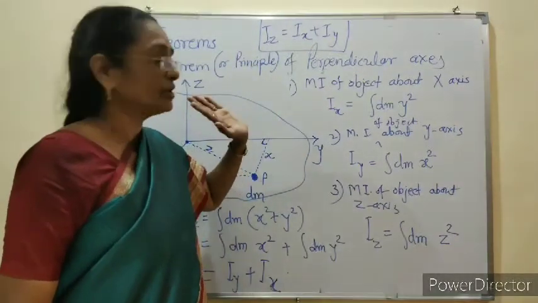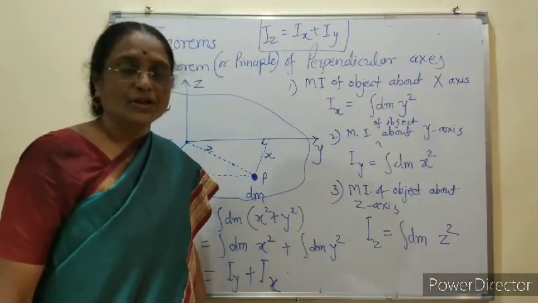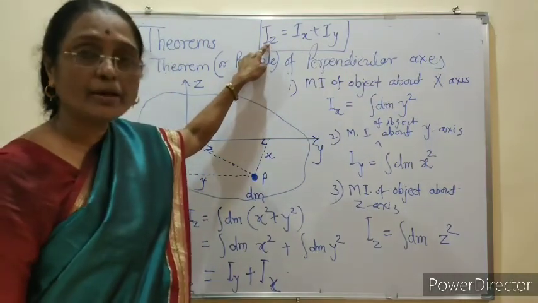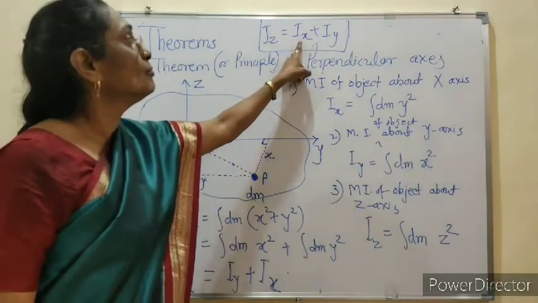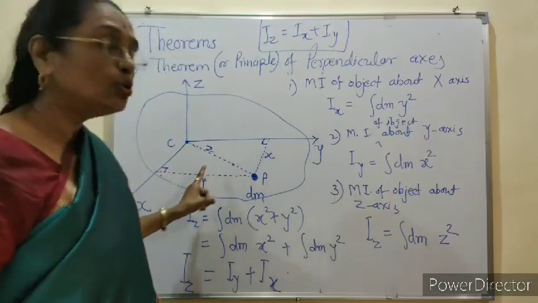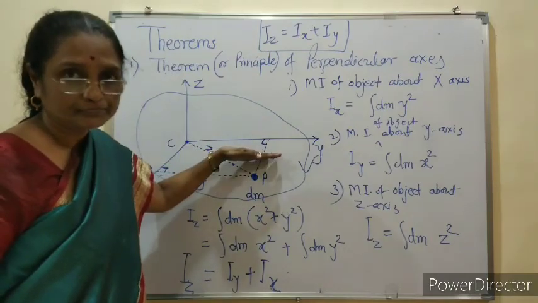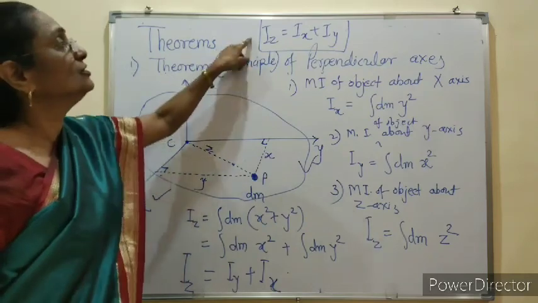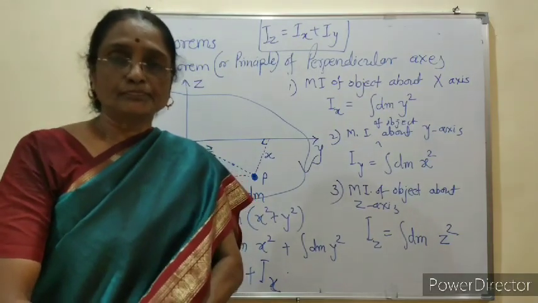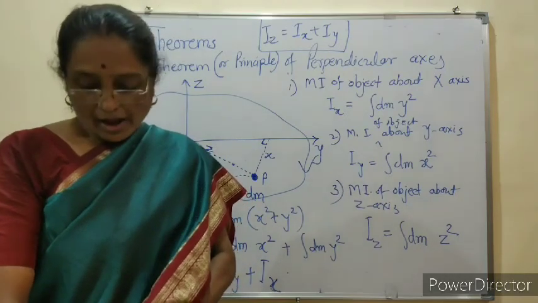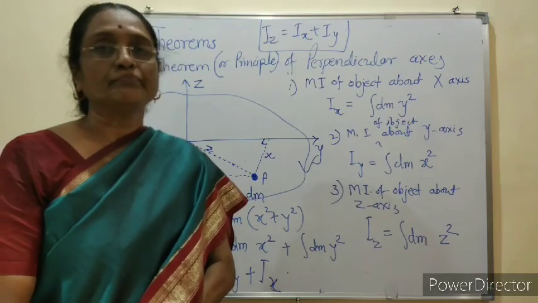So this is the expression. From this expression we can state the theorem of perpendicular axis. The moment of inertia of a plane laminar object about the axis perpendicular to the plane is equal to the sum of the moments of inertia about two mutually perpendicular axes in the plane of the laminar body, and all axes are concurrent. So this is the statement of the theorem to determine the moment of inertia for laminar bodies, and in the next lecture we will study the theorem of parallel axis. So today we will stop here. Thank you.